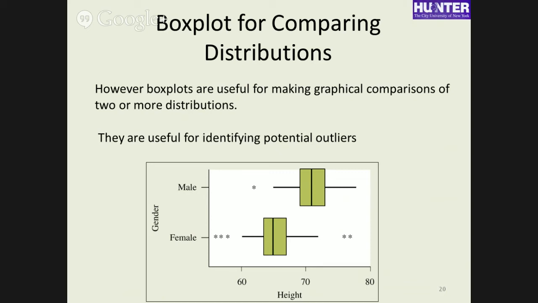Any questions about the box plots? You'll learn how to make them in SPSS, and you'll use them in this class.